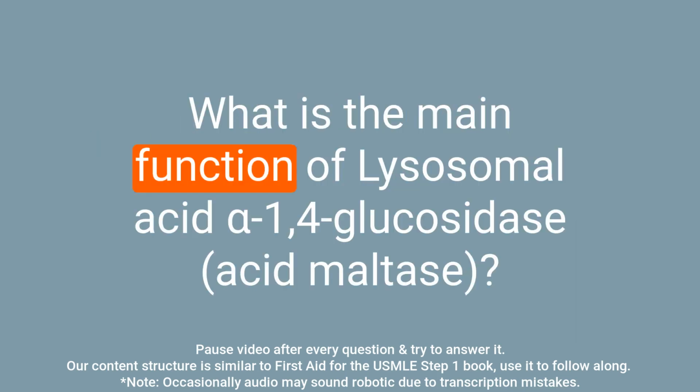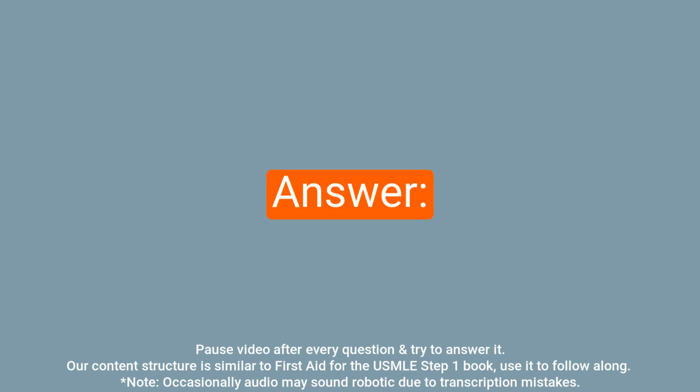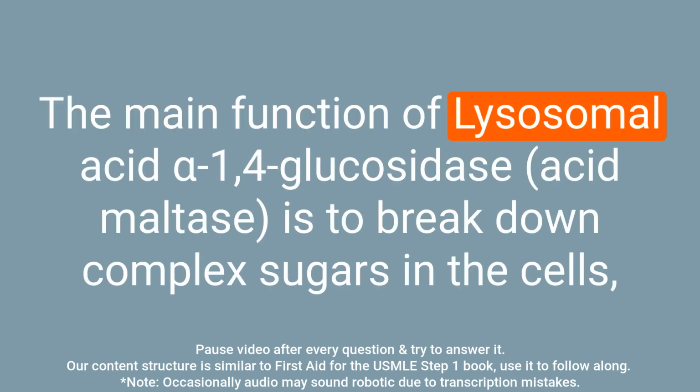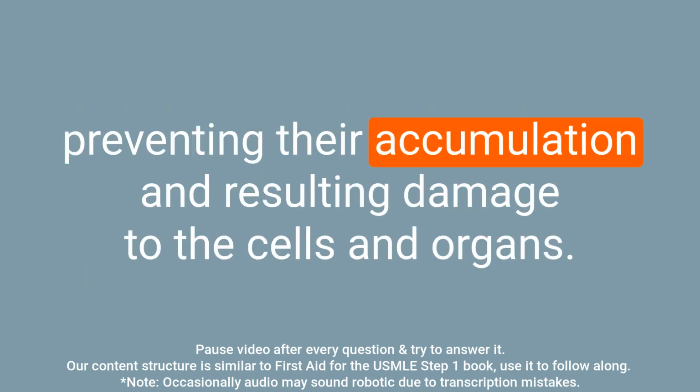Question: What is the main function of lysosomal acid alpha-1,4-glucosidase? Answer: The main function of lysosomal acid alpha-1,4-glucosidase is to break down complex sugars in the cells, preventing their accumulation and resulting damage to the cells and organs.